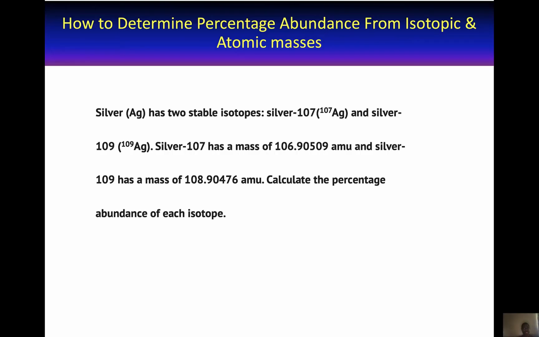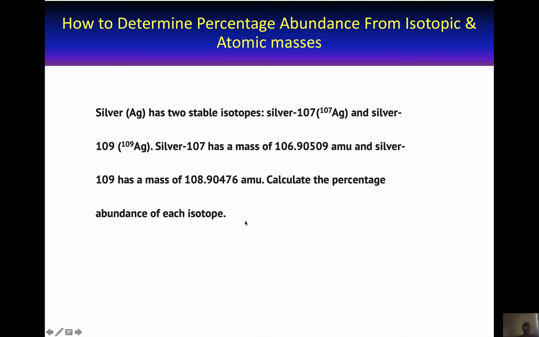To start, let's read the following question. Silver has two stable isotopes, silver 107 and silver 109. Silver 107 has a mass of 106.90509 AMU, and silver 109 has a mass of 108.9047 AMU. Calculate the percentage abundance of each isotope.